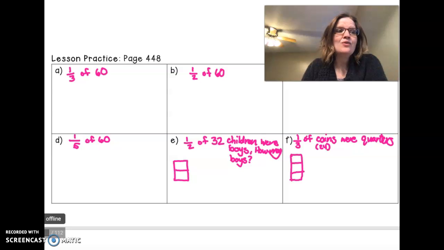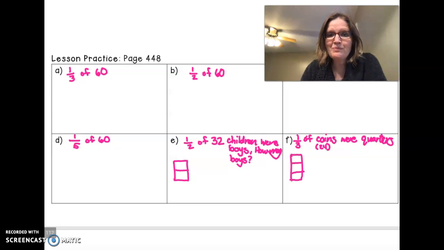Lesson 70, word problems and fractions of a group, practice set. Let's begin. 1/3 of 60.